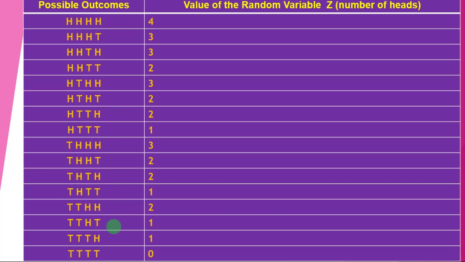Once you're done with this, then that's the time that you can write the value of the random variable Z. In this case, it's defined to be the number of heads. So in the first outcome, count the number of H's, so that's 4. Then in the second outcome, we have 3 H's, 3 H's still, then 2 H's, 3 H's, 2 H's, 2 H's, 1 H, 3 H's, and then 2 H's, 2 H's, 1 H, then 2 H's, 1 H, 1 H, and 0 H.